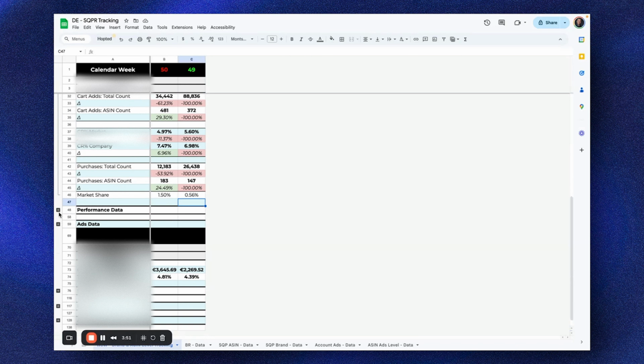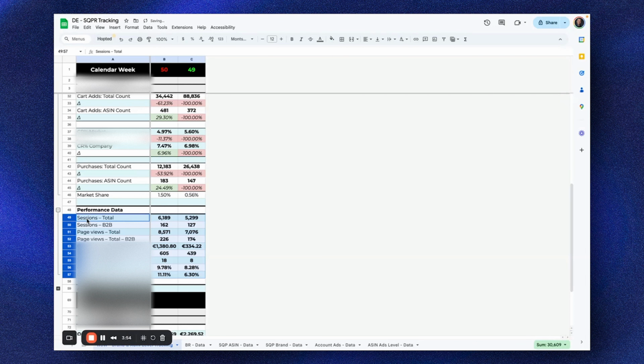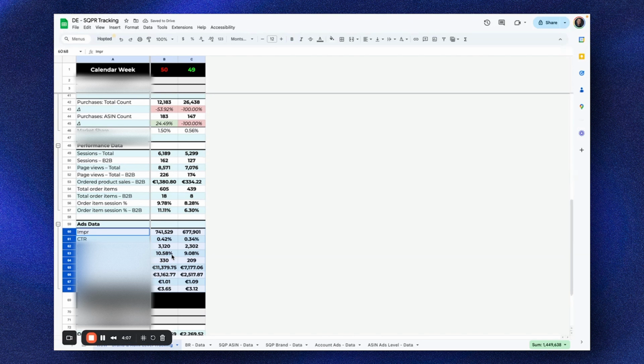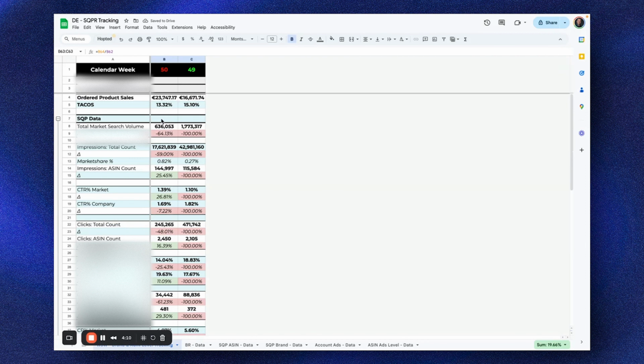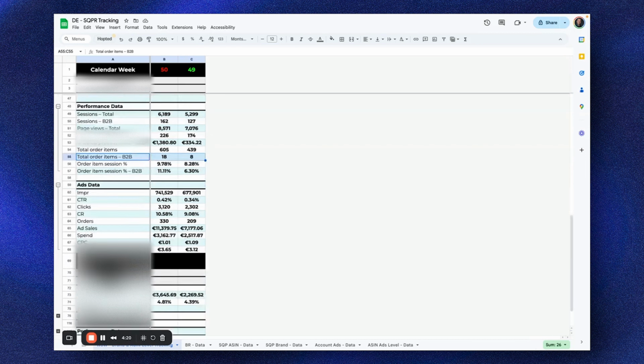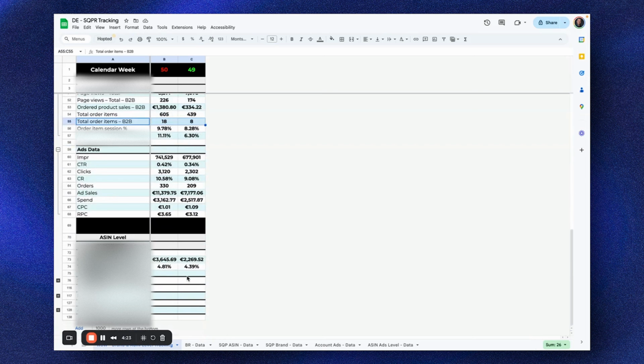But then you can also compare it to, which I previously didn't, your organic data, so your sessions, B2B sessions, page views, and just your B2B sales and order items, and also to your ads data. So you can see, okay, the TACOS obviously is improving, and that's also due to the fact that the unit session percentage or order item session percentage in this example went up. And then you can do the same thing on ASIN level. So for that ASIN here, for example, we see the TACOS was relatively stable, slightly increased, but you can read the data for yourself.